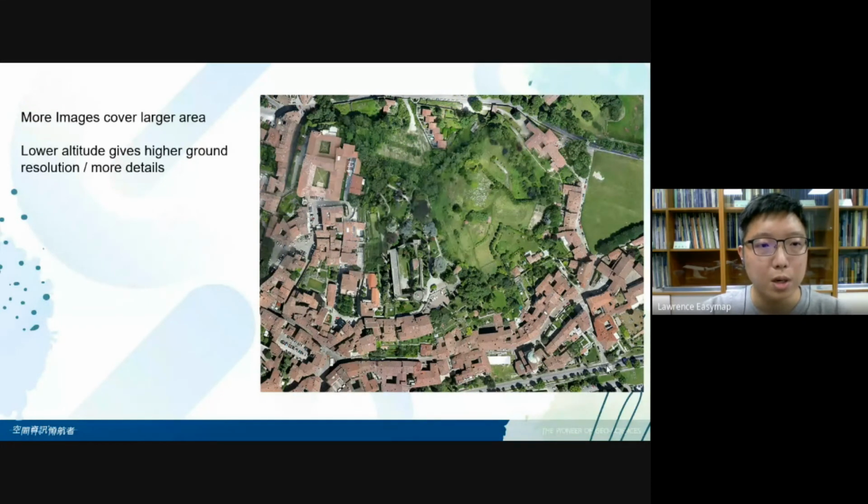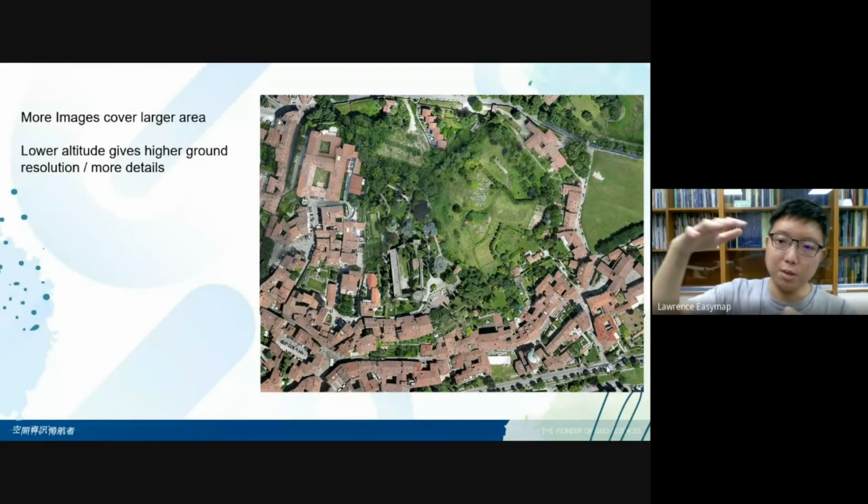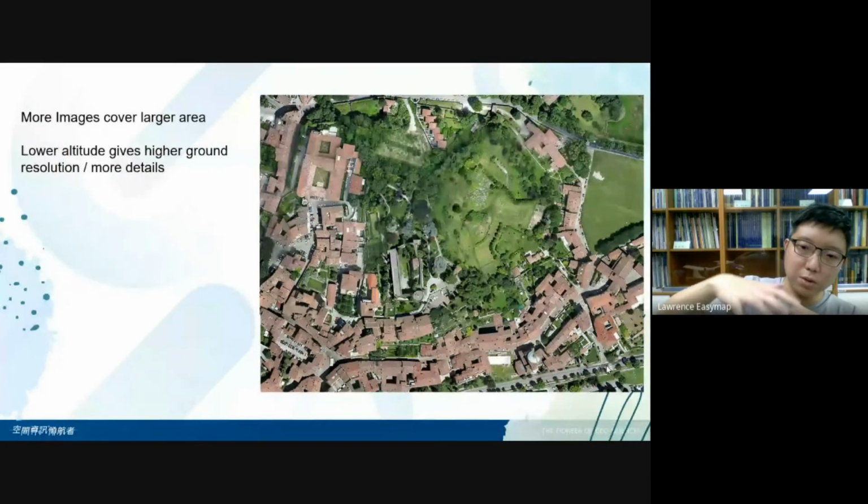Okay, so a lower altitude gives a higher ground resolution. What does it mean? Every camera has a specific resolution. For example, I have a 4K camera, which can capture a certain amount of detail. So you can imagine that when you fly lower to the ground, you get a more detailed and decent picture, giving more details.